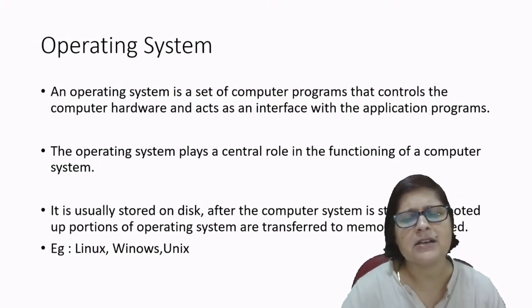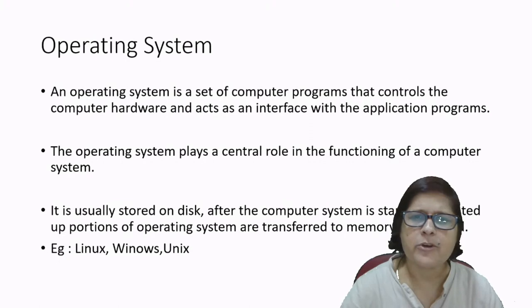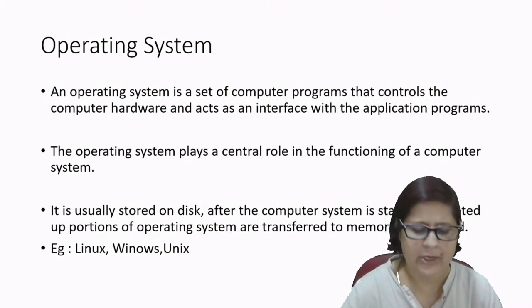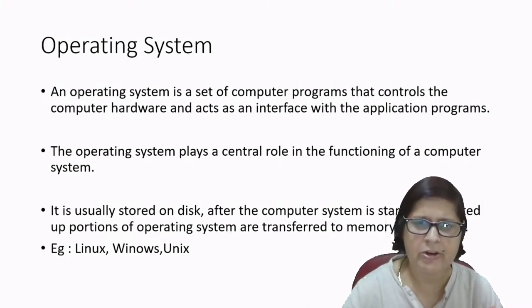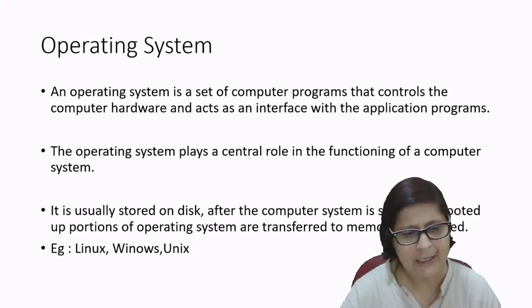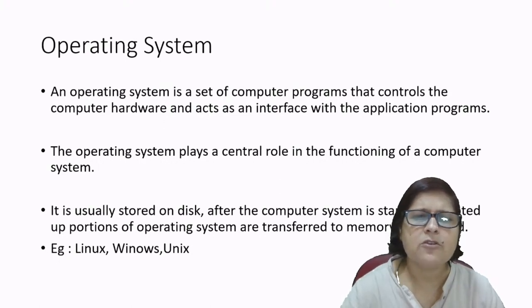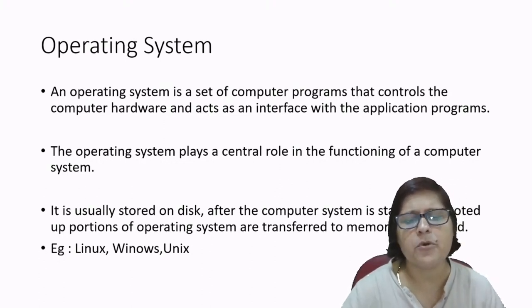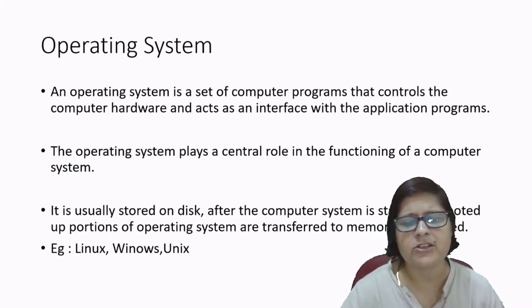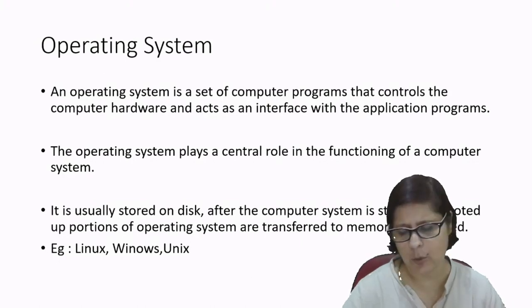The operating system plays a central role in the functioning of a computer system. Without an operating system, you cannot operate your computer. The first and foremost requirement to make your computer operatable is that an operating system should be there. There are many types of operating system: Linux, Windows, Macintosh, Unix, all these are operating systems. Operating systems are usually stored on the disk. After the computer system is started or booted up, a portion of the operating system is transferred to memory as required.